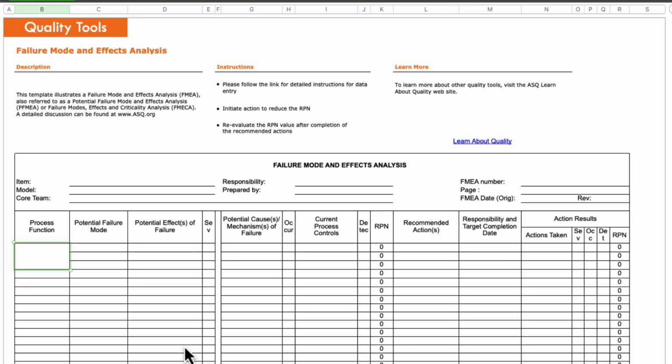Now let's take a look at an example of an FMEA. For this example, I want to use a pizza shop because we should all be familiar with a pizza shop. Now I've never worked in a pizza shop, but I know how to make a pizza. And so I'm going to use something that I know and something you all probably know too.